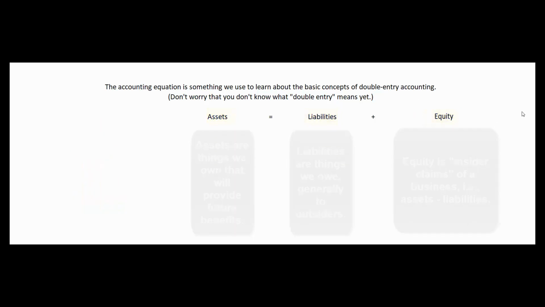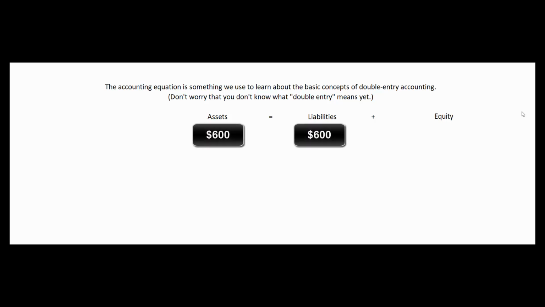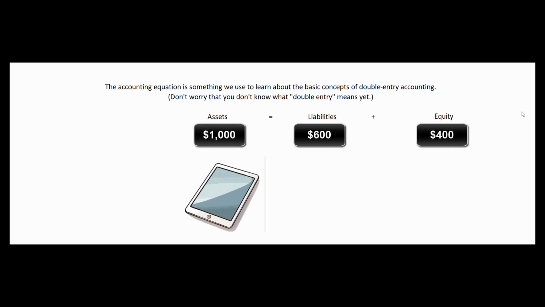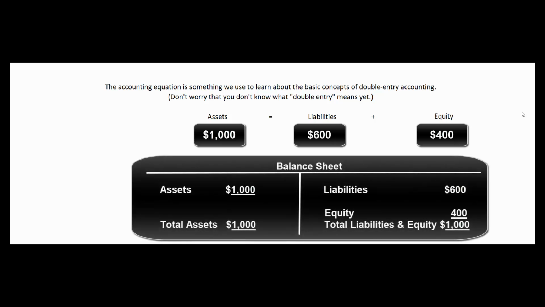So I start up my own business. First thing I do is borrow $600 from my uncle. I take $400 of my own money and I buy an iPad. The iPad is an asset. It's on my books for $1,000. The liability is the money I owe my rich uncle. That's $600. So my equity in the business is $400. And if I were to prepare a balance sheet at that moment in time, it would look exactly like the accounting equation.